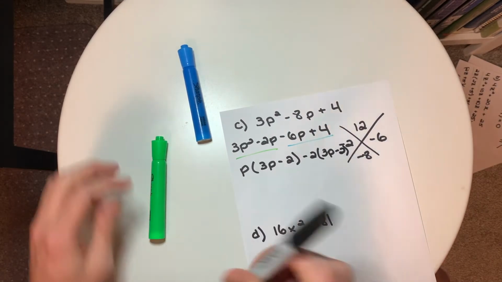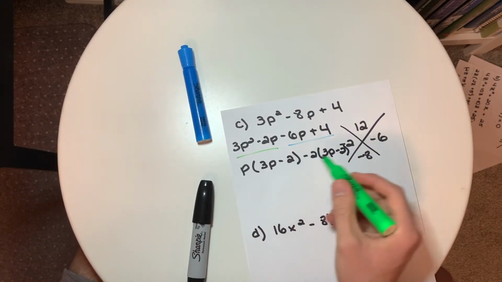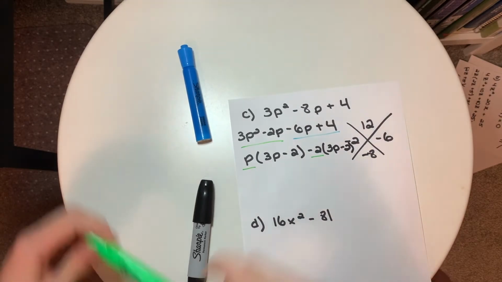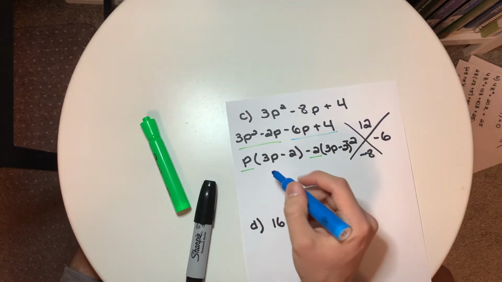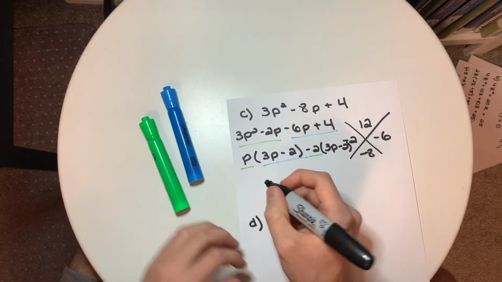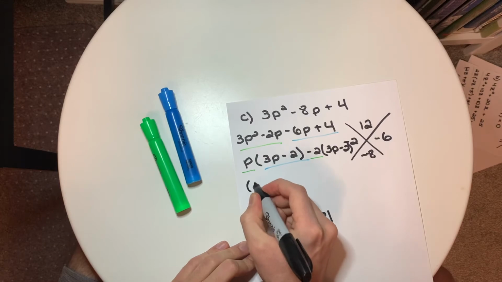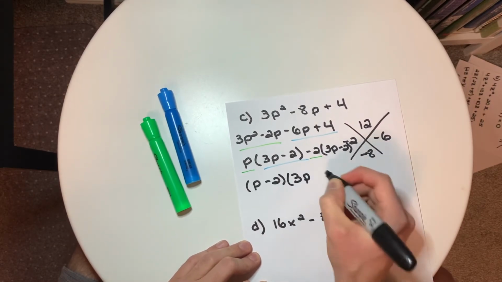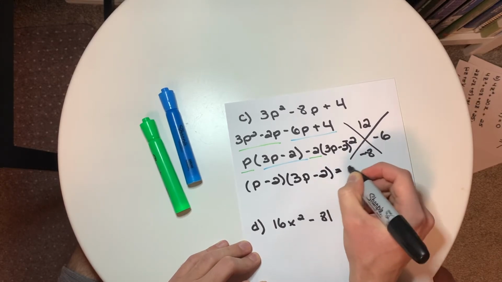And then at this point, we have common brackets there. So we have a p and a 2. And we have same terms in, so we're only going to have one of those. And so at this point, we're just going to say that our first bracket is p minus 2, and our second bracket is 3p minus 2, and then set it equal to 0.